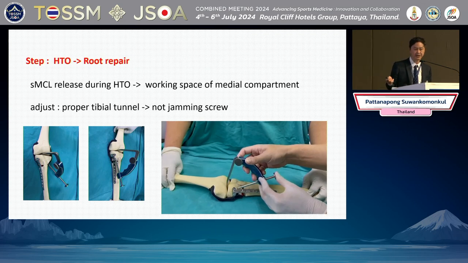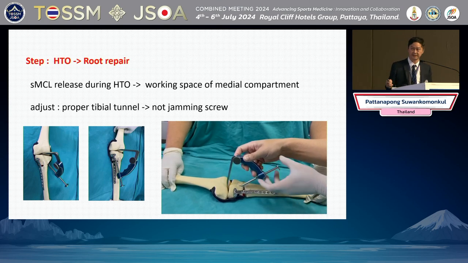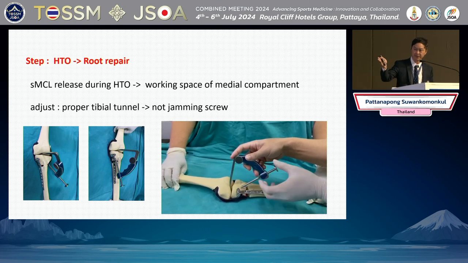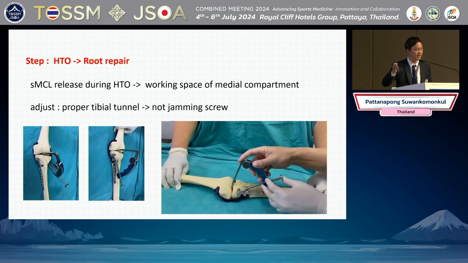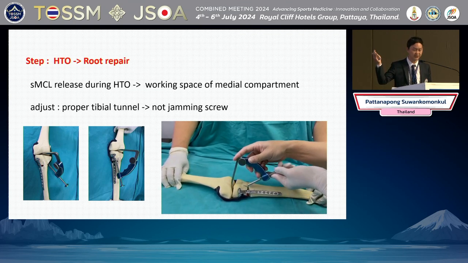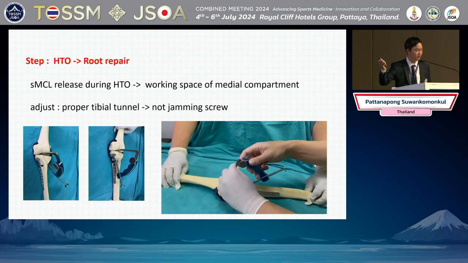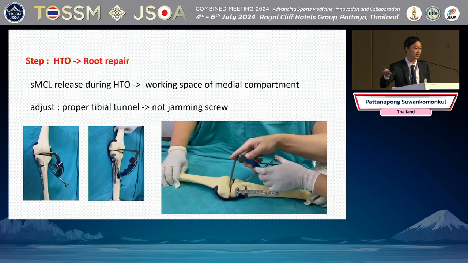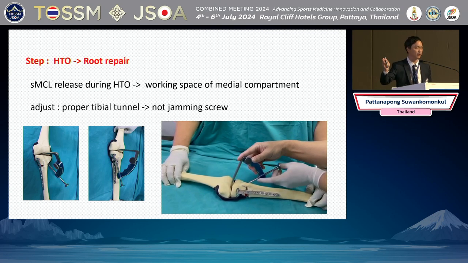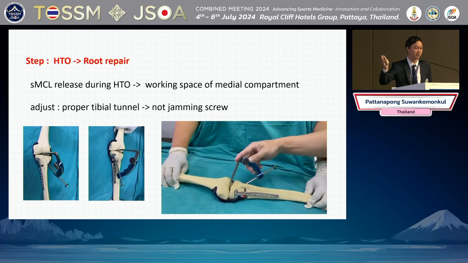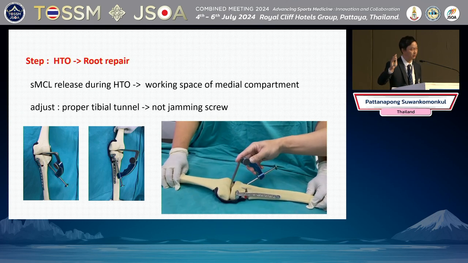This video I try to demonstrate. And the second one is if you do the HTO first, you can choose the tunnel you want. Basically medial, or a little bit lateral, you can choose it. If your drill hits the screw, you can change or remove the screw. Mostly the anterior screw will hit the tunnel. So I prefer you don't put the anterior screw and then you can put it later. A little bit short screw is not a problem.